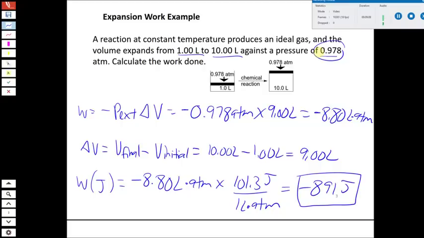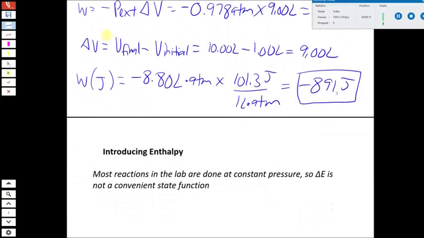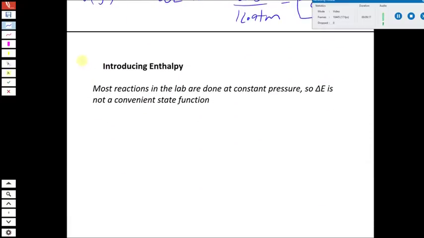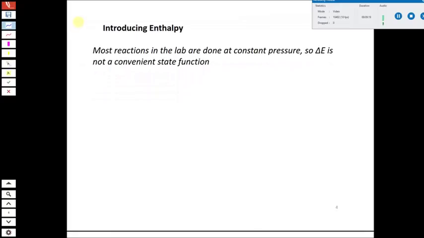Any questions on that? All right, what we're going to move on to now is a description of a new state function. So we said that delta E is a state function, meaning that it depends only on the initial and final conditions, and we can calculate it as the sum of heat and work. But it's not the most convenient one for us to use all the time, because if you're doing a chemical reaction in a lab, typically those reactions are done at constant pressure.